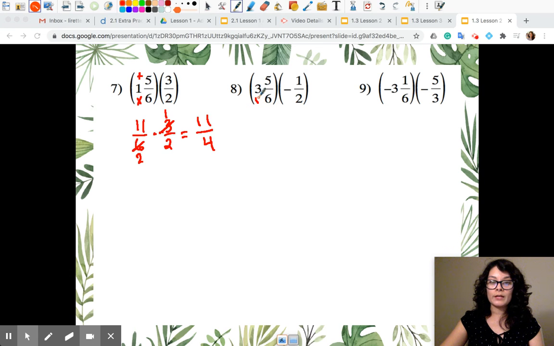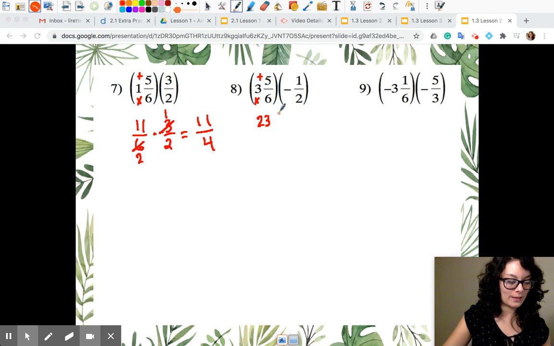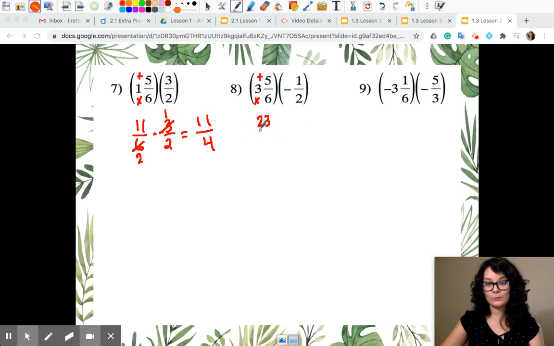I'm going to multiply 3 with 6 and get 18. 18 plus 5 will give me 19, 20, 21, 22, 23. Hopefully I'm doing that right in my head. It's a little late in the evening here. Let me just double check that to make sure. 18 plus 5, yes, indeed, it gives me 23. And my denominator stays the same. And I'm going to multiply with a negative 1/2.